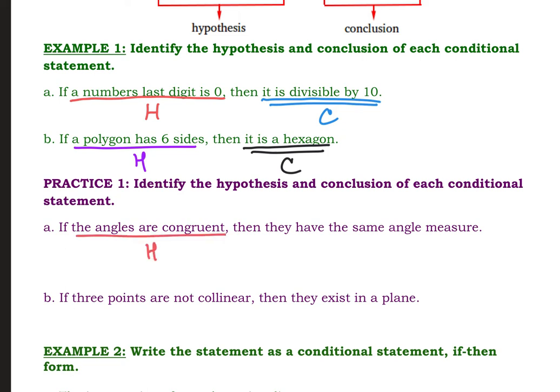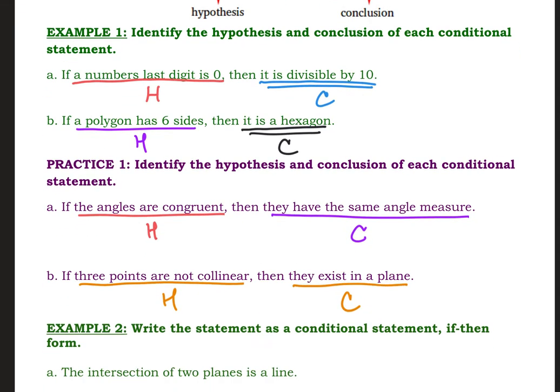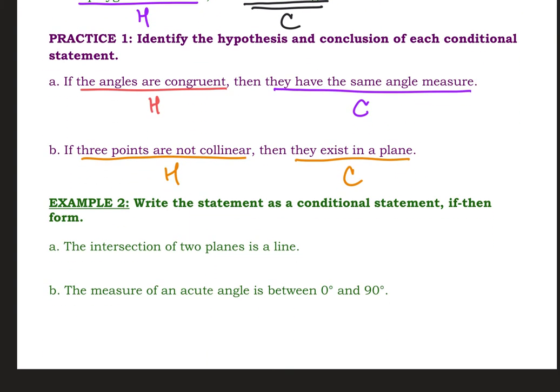All right, our conclusion, Andres, what'd you get for your conclusion? They have the same angle measure. Good. Hypothesis for B. Sarah, what did you get for the hypothesis for B? 3 points are not collinear. Good. And then the conclusion, Rebecca, what did you get for the conclusion on this one? They exist in a plane. Good. All right. So you'll have a homework just like that. You're just identifying the hypothesis and the conclusion.